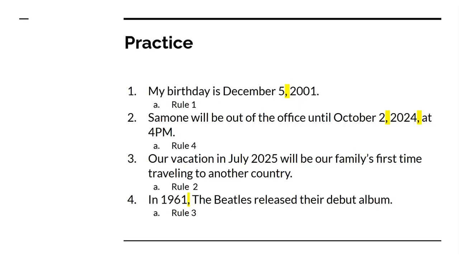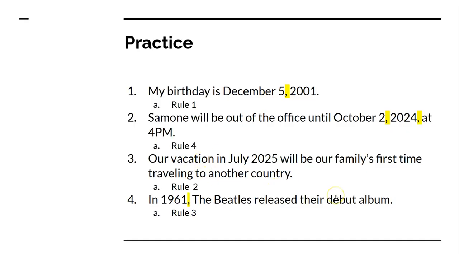Simone will be out of the office until October 2nd, 2024 at 4 p.m. This sentence is written in month, day, year format. So rule number 1 told us that we need a comma after the 2. But then rule number 4 said if we have a date in a sentence and the date is not at the end of the sentence, we also need a comma after the date, after the year, right? So October 2nd, comma, 2024, comma, that is rule number 4.